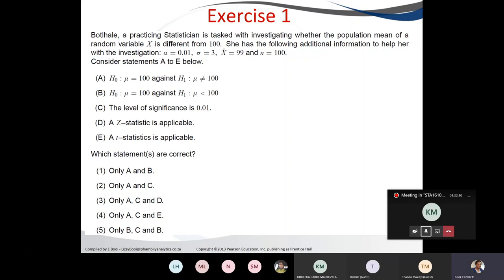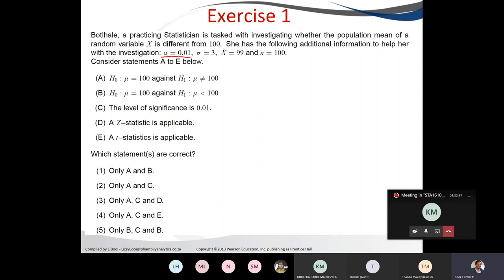Okay, so in the statement, they say Botalis, a practicing statistician, is tasked with investigating whether the population mean of a random variable X is different from 100. Since they're not saying it is bigger than or less than, we can assume that that is equals. She has the following additional information to help her with the investigation.